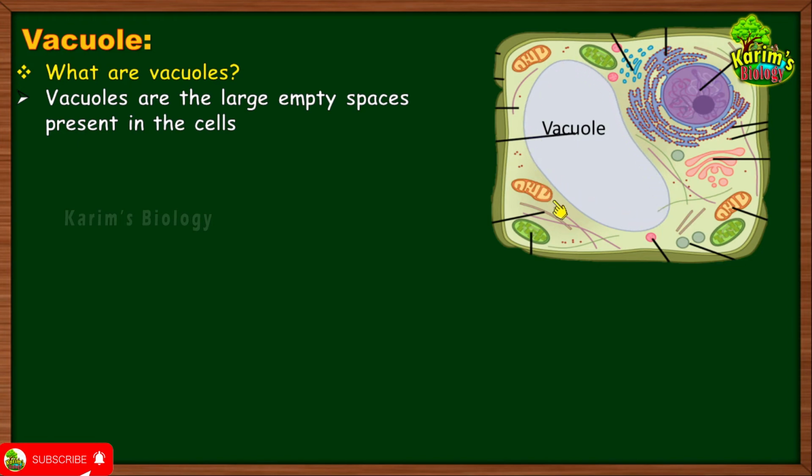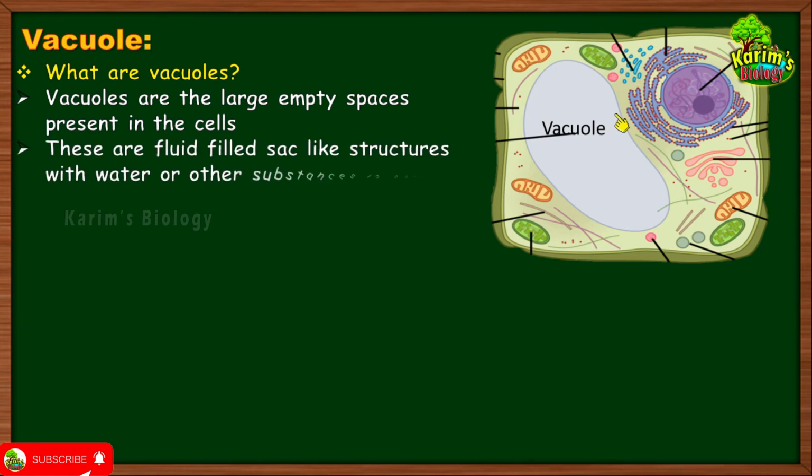So these are large empty spaces present in the cells called vacuoles, but they are not actually empty because they are fluid-filled sac-like structures, and they are filled with water and other substances. They will be filled with water, and they may also be filled with amino acids. Some sugars may be present, and of course waste material may also be present within the vacuole. And proteins may be present in the vacuole. So that is the reason why we cannot say they are empty. They are fluid-filled sac-like structures with water and other important substances within the solution.